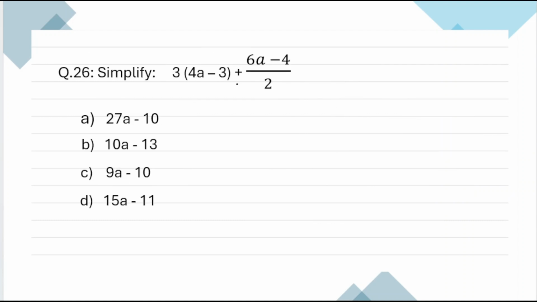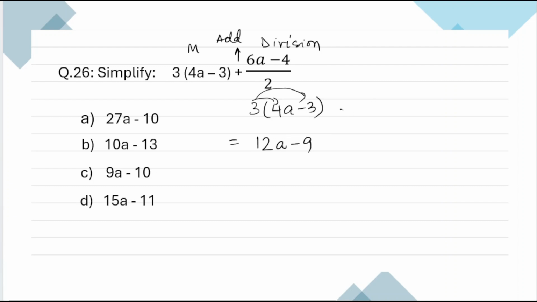Simplify 3 times 4a minus 3 plus 6a minus 4 divided by 2. So basically this question is involving multiplication at this step and division at this step, and then we have to add both the answers. So let's start. 3 times 4a minus 3. It will give me 3 times 4, 12a, and then 3 times 3, 9. So I'm done with the multiplication part. Plus, let's do the division. 6a minus 4 divided by 2.